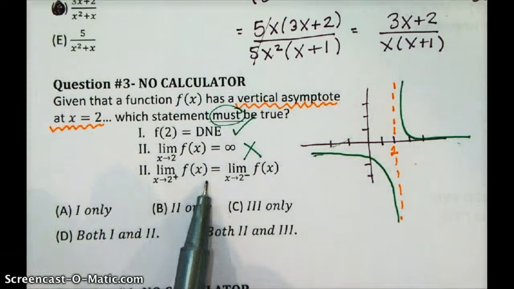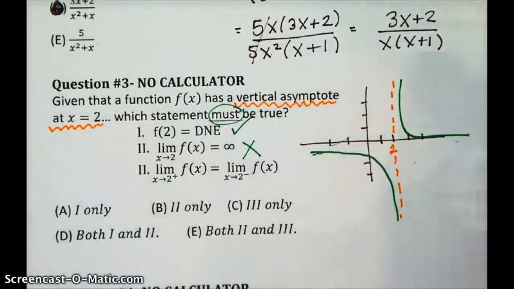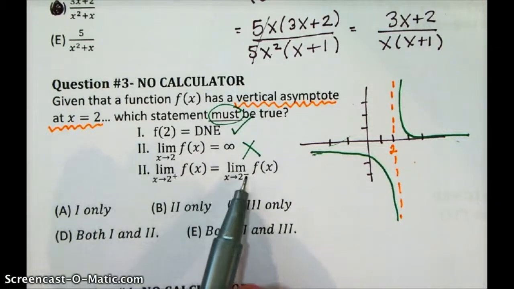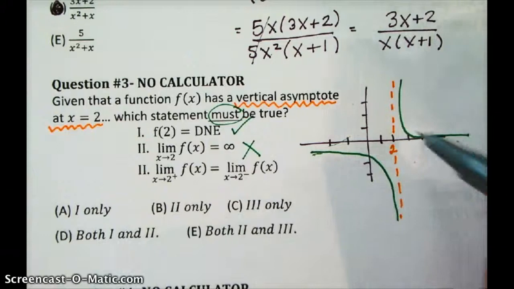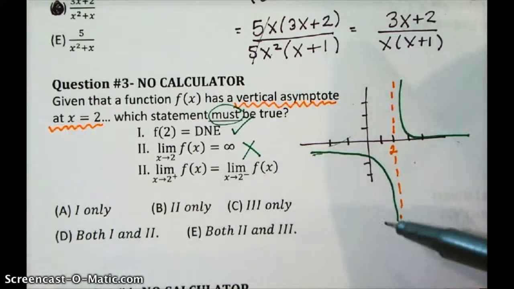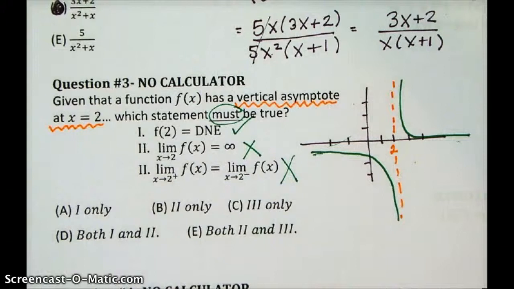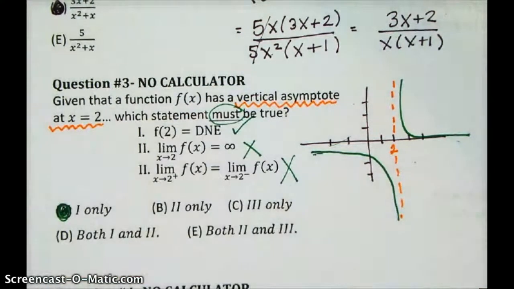For number 3, it's saying the limit as we approach 2 from the positive side has to equal the limit as we approach 2 from the negative side. Well, that's kind of a variation on the last one. Clearly, we have an example here where the sided limits don't equal each other, but it does have a vertical asymptote. So that doesn't have to be true either, which is why the answer was A only.